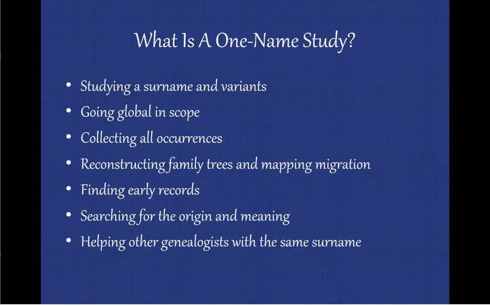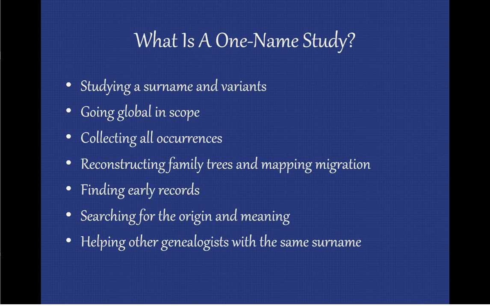What exactly is a one-name or surname study? Simply put, it's a project whereby you study a surname and its variants, looking for the origin and the meaning of the surname, finding the earliest records, collecting all occurrences of that surname from vital records, as well as branching out and collecting land, tax, military, occupational, probate, and census records, as well as directory entries, newspaper articles, and published mentions in family, local, or county-wide histories.